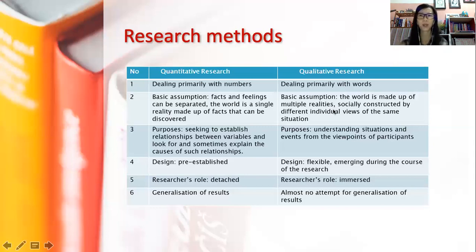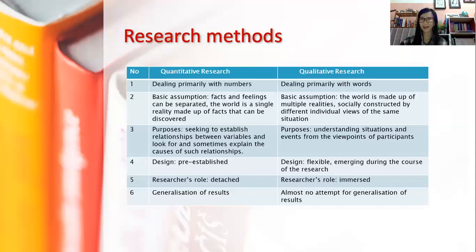What about qualitative research? What will be the assumption of a qualitative researcher? A qualitative researcher thinks that this world is made up of multiple realities. It's not one single reality, but there are a number of realities. And these multiple realities are socially constructed by different individual views of the same situation.